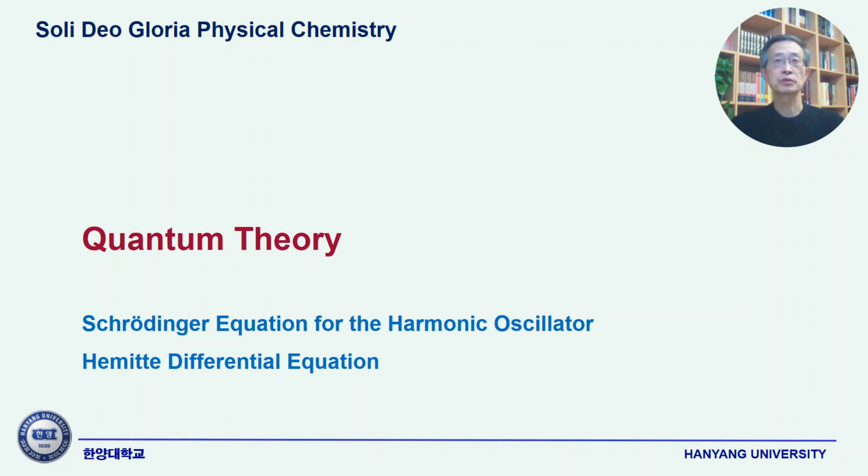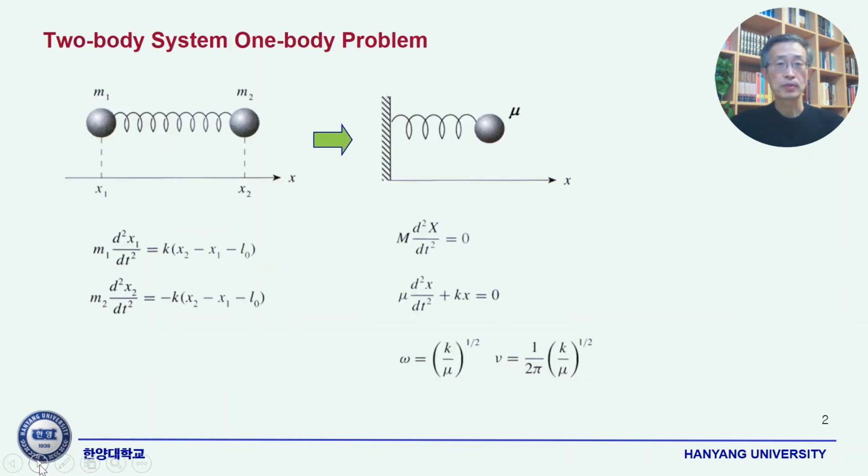So we are going to solve the Schrödinger Equation for Harmonic Oscillator, and the solution is based on the Hermite Differential Equation solver. So let's begin. Well, firstly, we'll just briefly review the mechanics of harmonic oscillator.